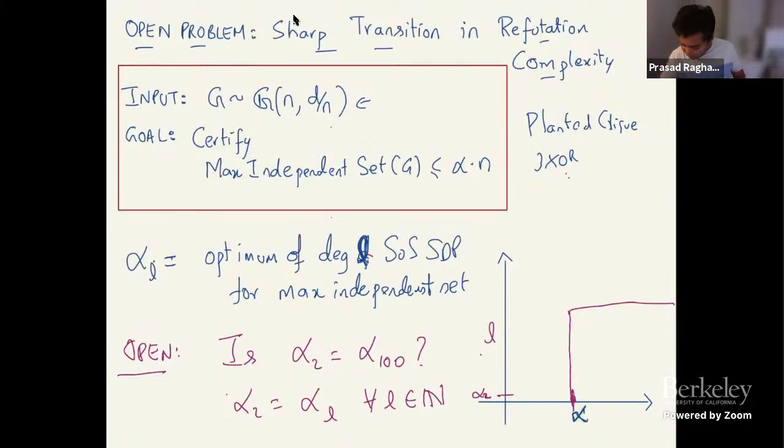I think there are very few results where you have such a sharp transition. One such result is the recent result on Sherrington-Kirkpatrick, where you can show that certifying any bound bigger than 2 is hard. But here is another one which is interesting.